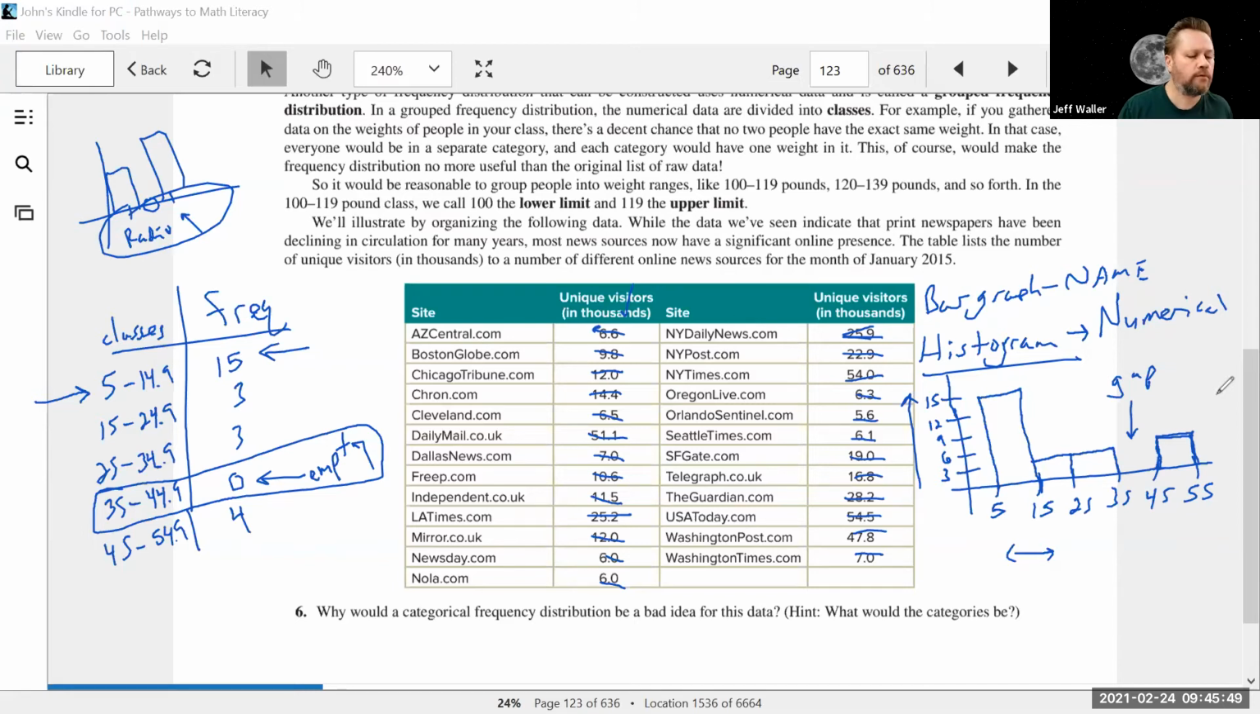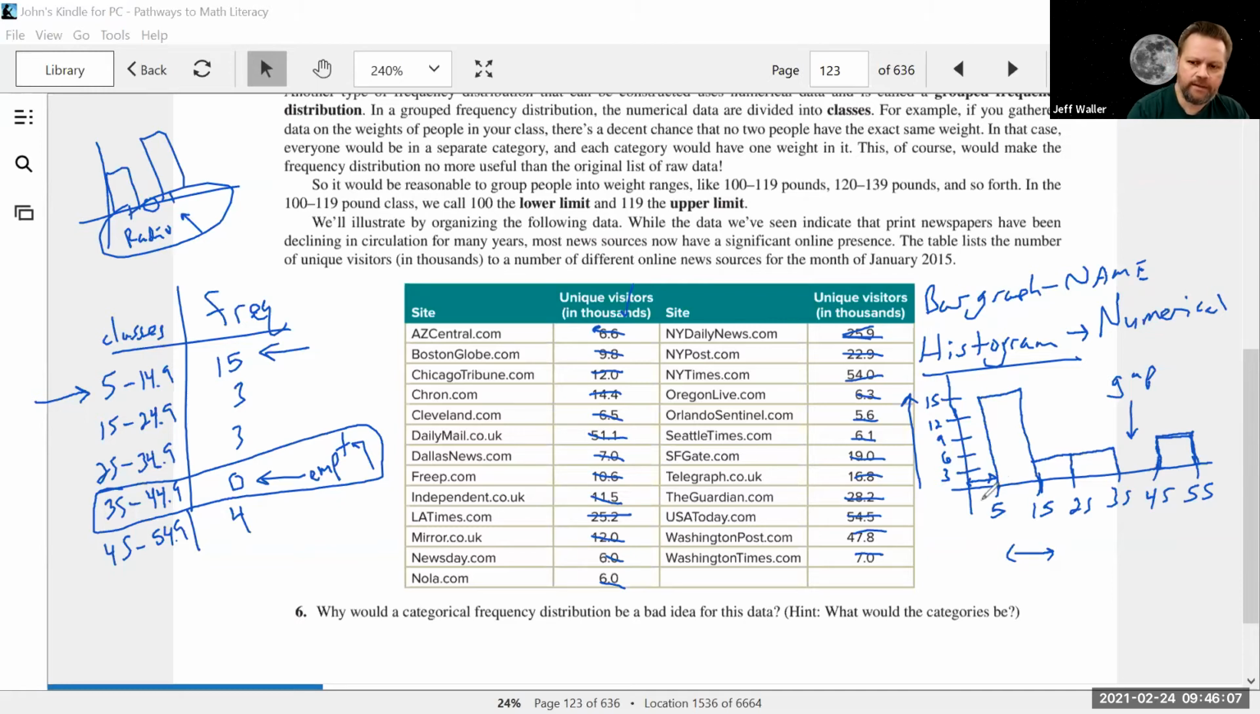I was asking because you were talking about the gap between 35 and 45. And I was wondering, is that why there's also a gap between the first marker and the 5? Yes, good. Because there's nothing here. Okay. Thank you. You're welcome.